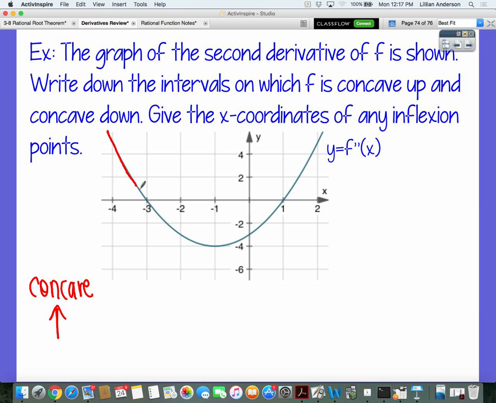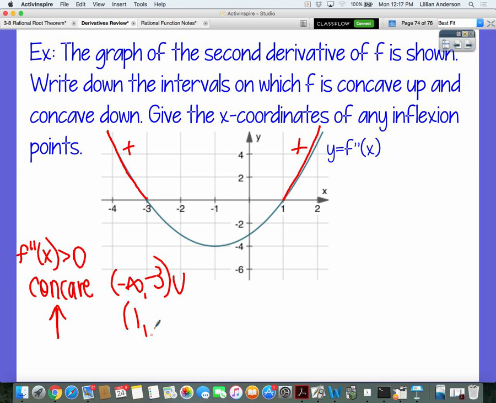On these intervals. And if the second derivative is positive, it's concave up. So that is, again, from negative infinity to negative 3 and 1 to infinity.